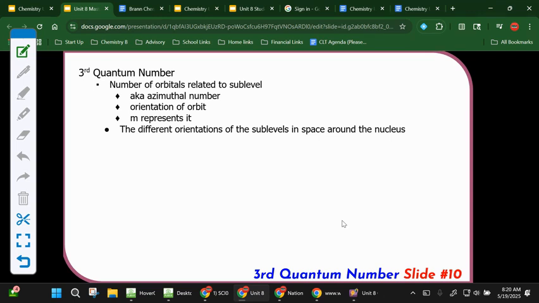Okay? So, the values run from negative L to L. Now remember, we had an N for the principal quantum number. Then we had an L for the sublevels. Now we have M. And the values of M depend on what your values of L were, just like your values of L depended on what the value of N was. That's what I mean by a mathematical model. Each one of these things depends on the previous.